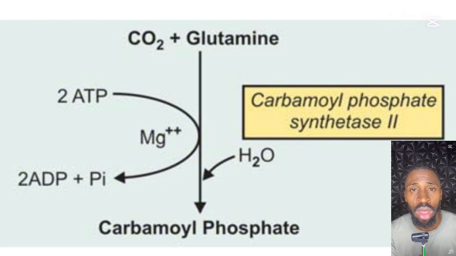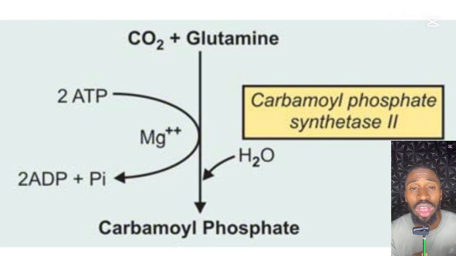Carbamoyl phosphate. So carbamoyl phosphate is catalyzed by the enzyme what? Carbamoyl phosphate synthetase 2. Don't forget, like I told you, it occurs in the cytosol, but carbamoyl phosphate synthetase 1 occurs in the what? In the mitochondria. So this is different.